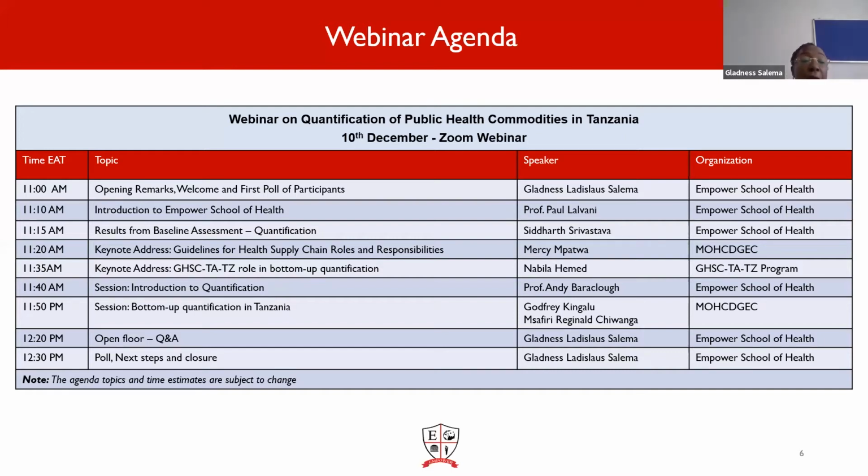And we also have a presentation from the Ministry of Health. That one will be done by Ms. Mese Mpatwa on the roles and responsibilities of the different actors along the health supply chain. And we also have a talk from Nabila, who is from the Global Health Supply Chain Tanzania, and she basically talks about their support in bottom-up quantification in the country. Then we have a brief discussion from Professor Andy from the Empower School of Health on the quantification methodologies that have been adopted worldwide. What are the common practices? What are the common methodologies?